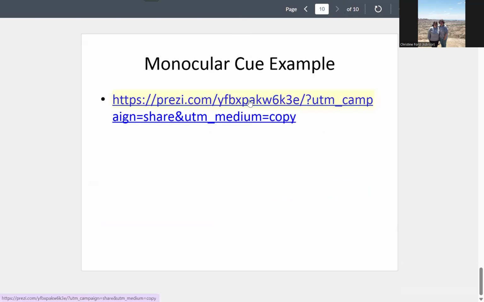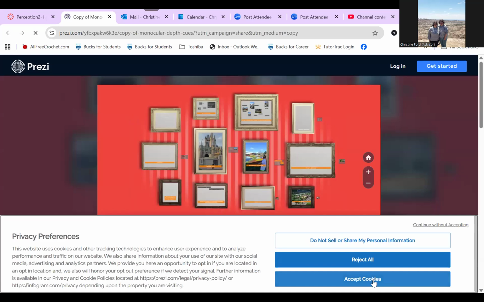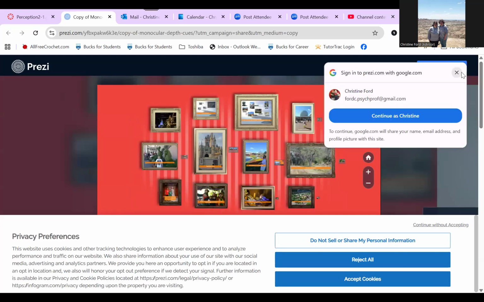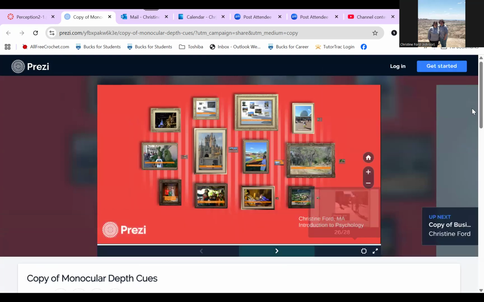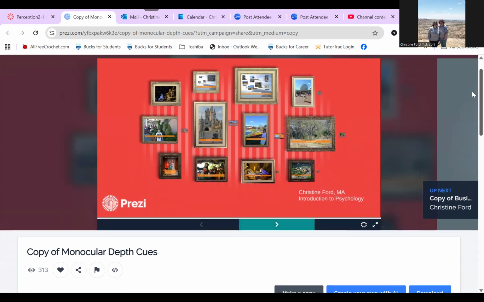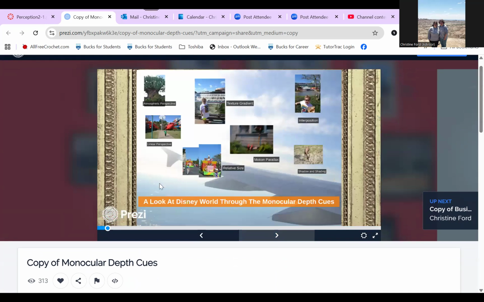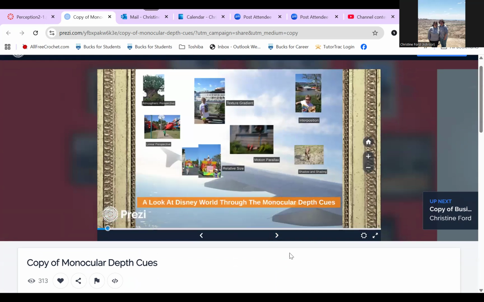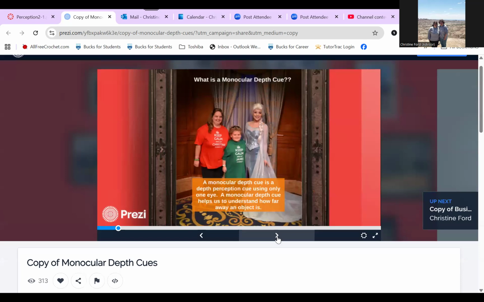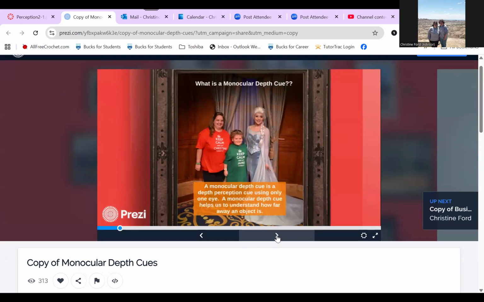And this is a Prezi presentation that was done by me a few years ago that you can look at. Basically, this is the world through these monocular depth cues through Disney World. If you look at this, you see the different depth cues listed on a page. And then this just explains what a depth cue is.